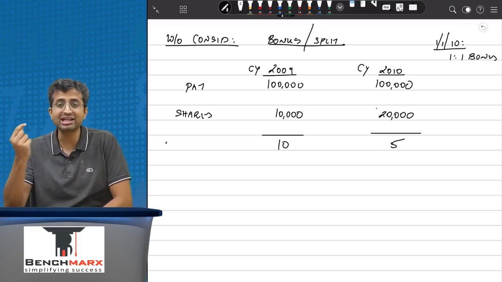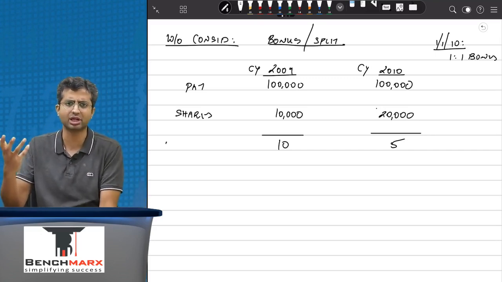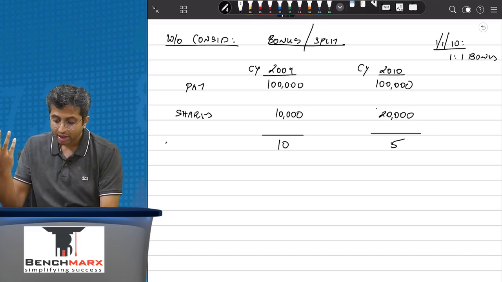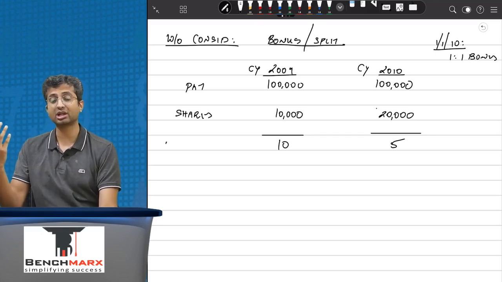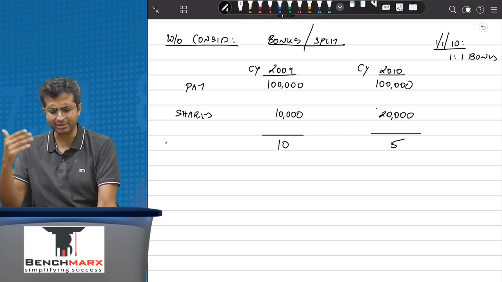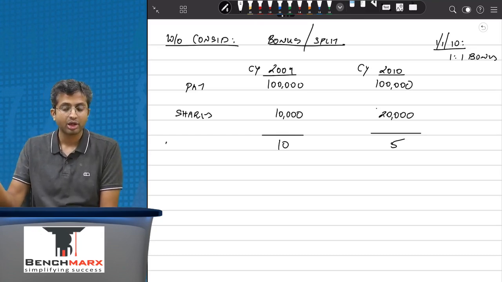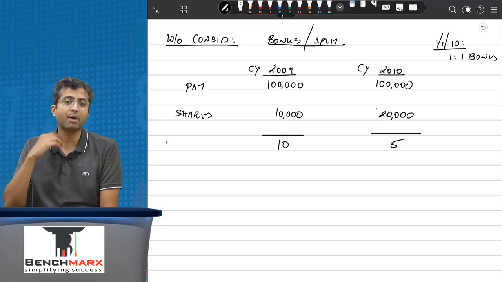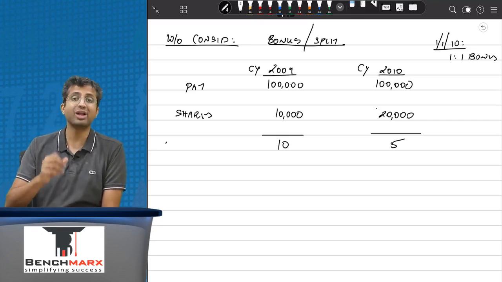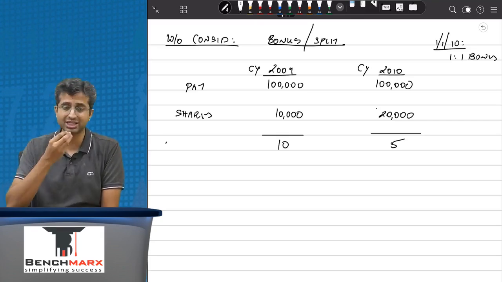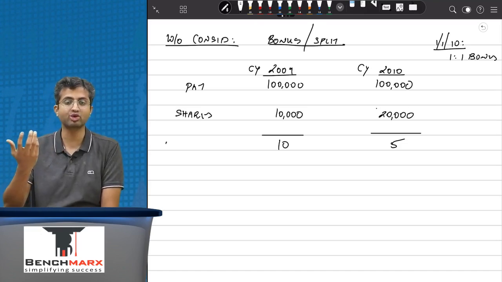There's not even a single penny which comes additionally into the company, and hence it is wrong to say that the company's performance has become half. At best, you can say that the company's performance has remained the same, because bonus is just a book entry. Then what do we do, sir? Well, the standard says you do a retrospective restatement. Sir, how can we retrospectively restate?